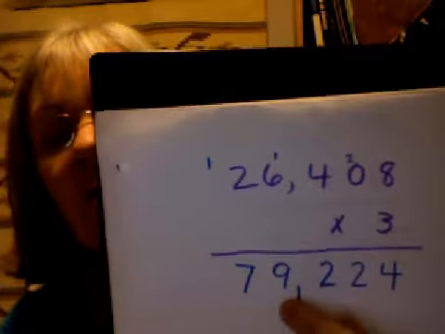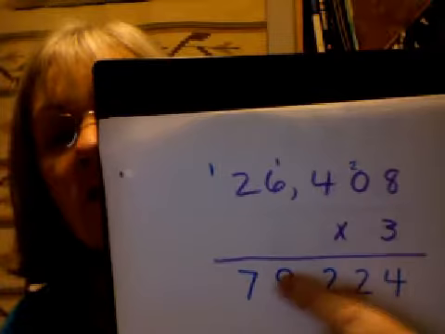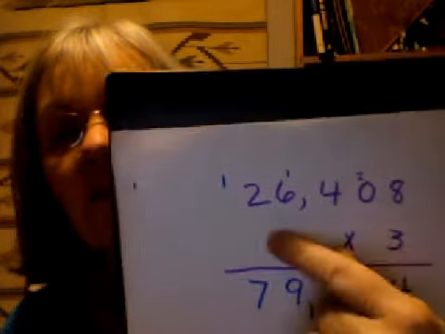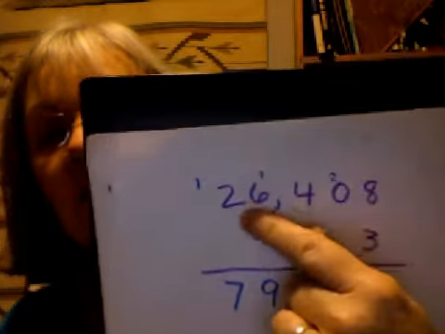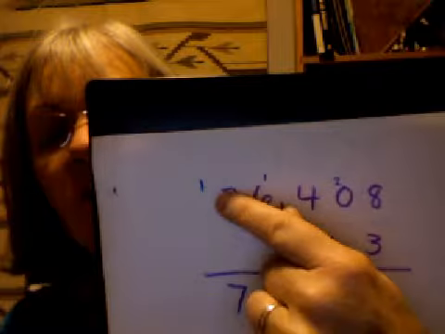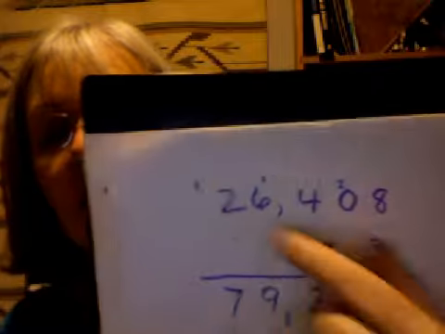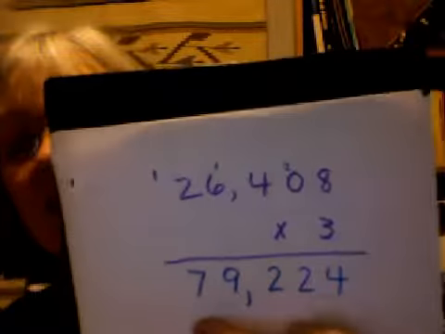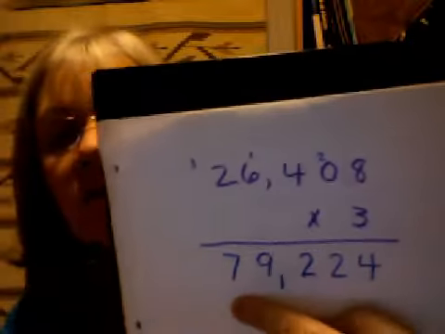Next, we multiply the 10,000s. 3 groups of 20,000 is 60,000. We have one more from regrouping, and that gives us 70,000 in our answer.